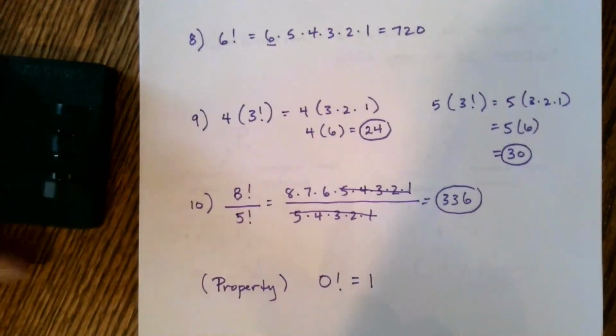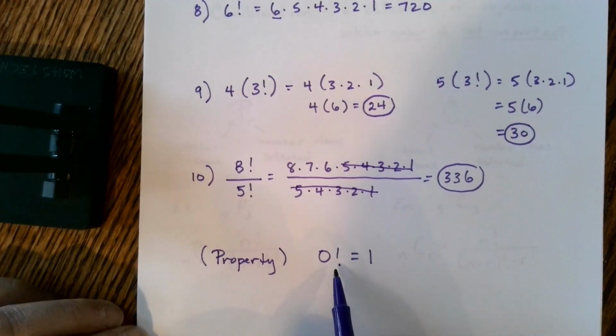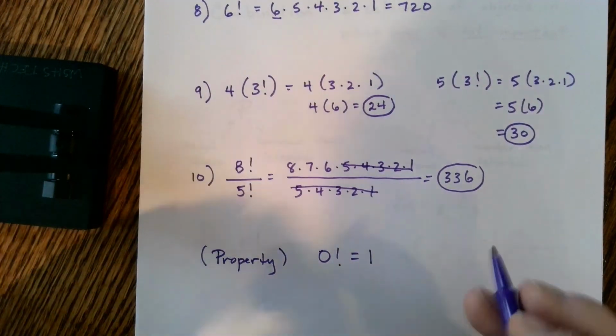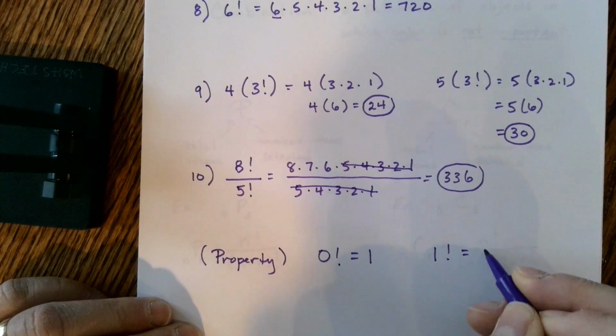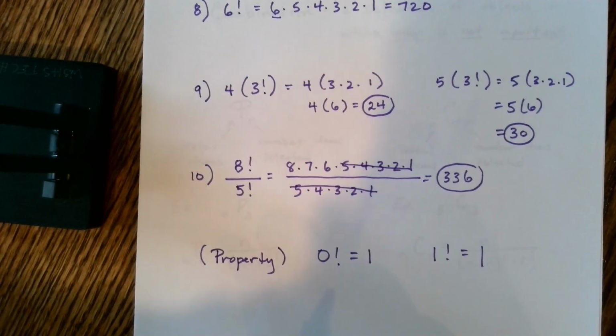Now there is a couple of things you need to keep in mind. 0 factorial is equal to 1, and of course 1 factorial is also equal to 1. I hope this helps with your understanding of how to calculate possible outcomes given different types of situations.